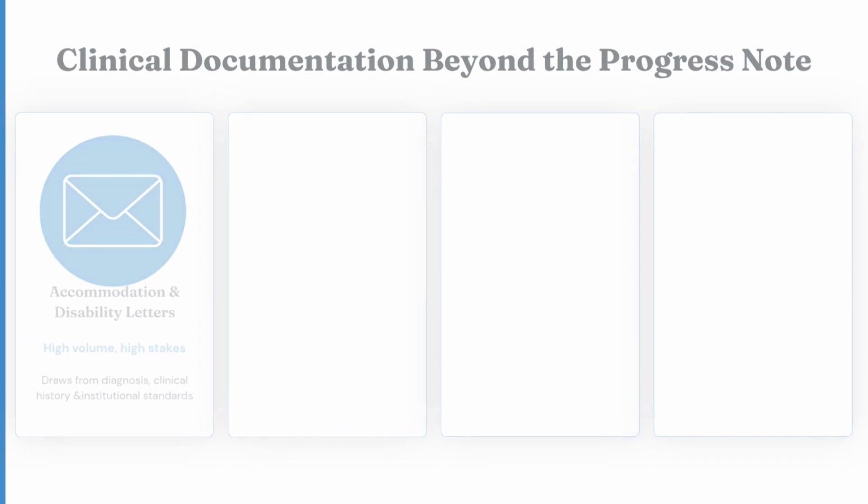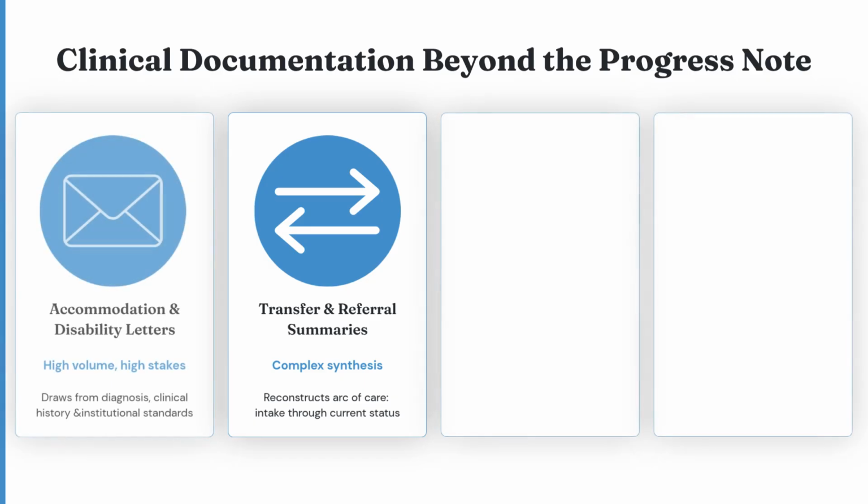Second are transfer and referral summaries. When a student transitions from the counseling center to a community provider, a psychiatric practice, or a higher level of care, the receiving clinician needs a clear picture of the treatment history. Writing that summary requires the counselor to reconstruct the arc of care: presenting concerns at intake, the course of treatment, interventions used, current clinical status, and rationale for the referral. That is not a short task, and it is a task that happens at a moment when the clinician is often already managing the relational complexity of a student transition.